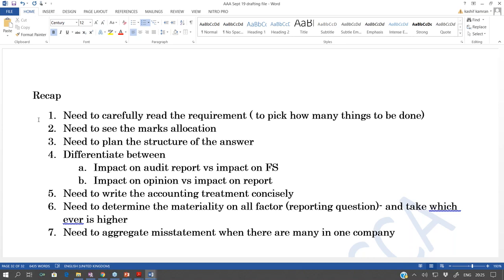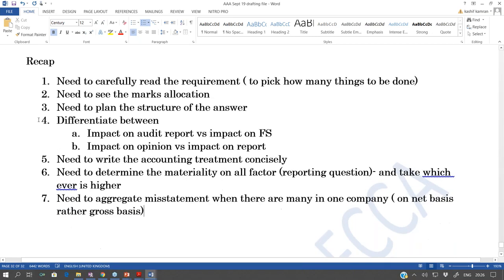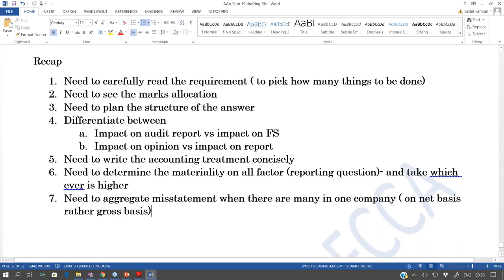Is that true? On net basis rather than gross basis. So have we got all these 7 done in the session today?